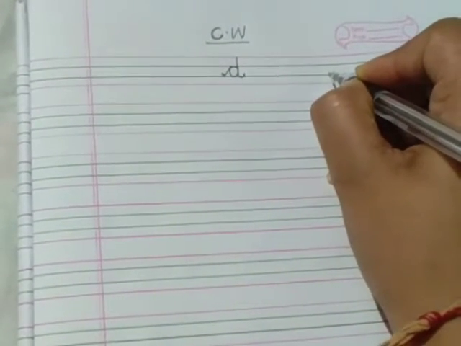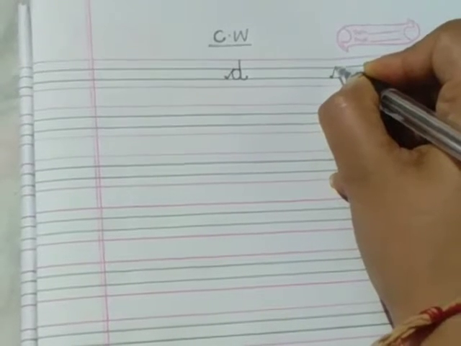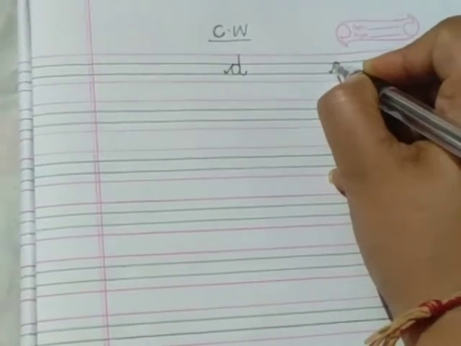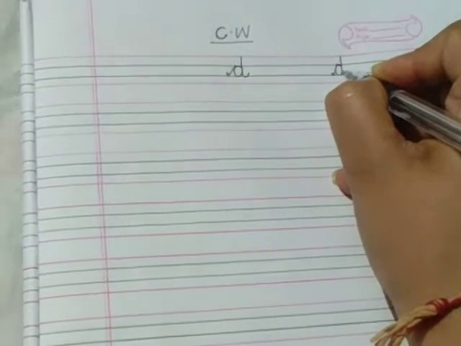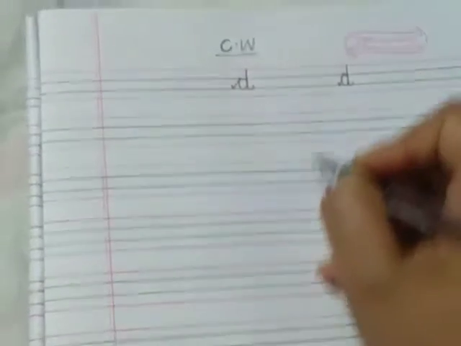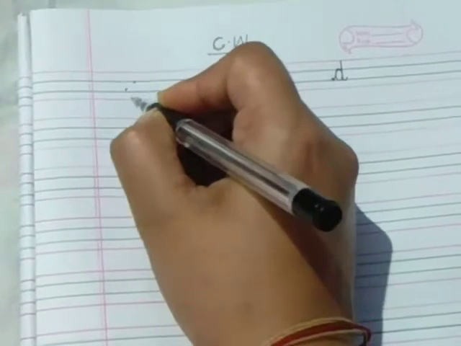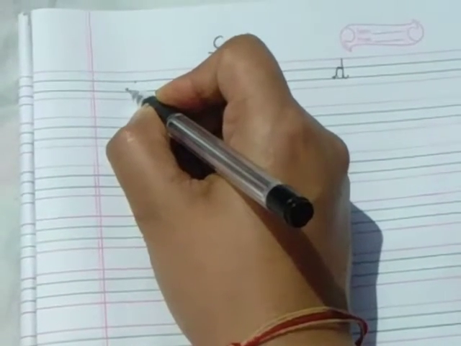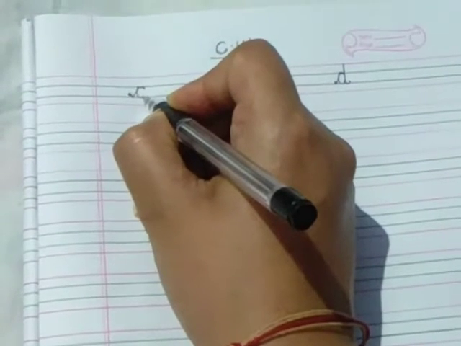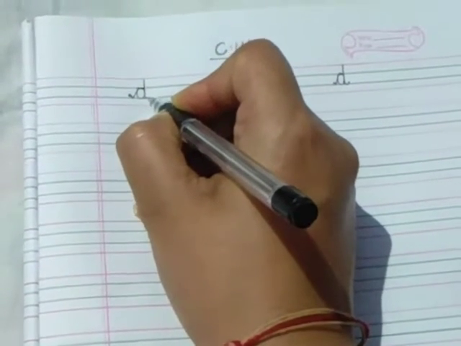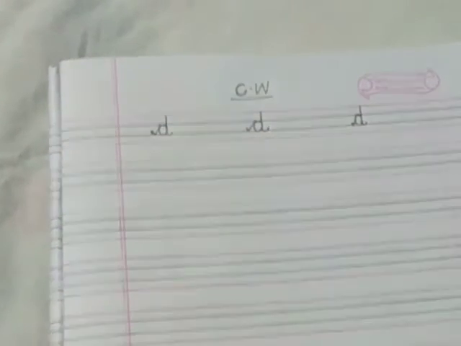Now one more time. Touch the third line, go slanting up, a little curve, come down, go up, come down in the same path and complete the letter D. Touch the third line, go slanting up, a little curve, come down, letter D. Okay, so likewise you have to practice for letter D.